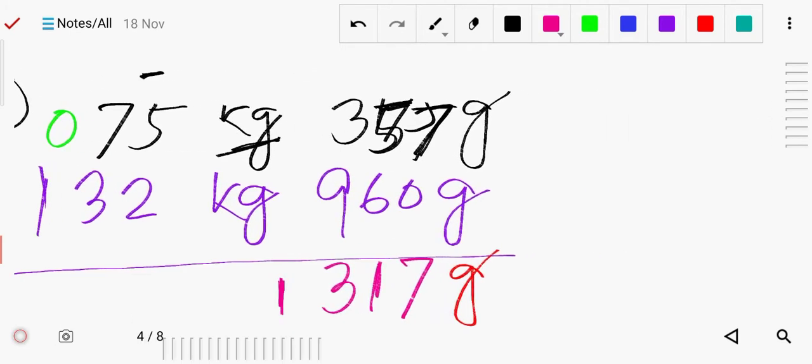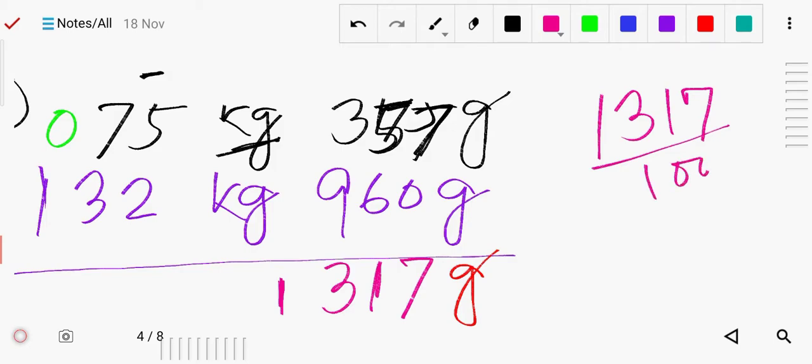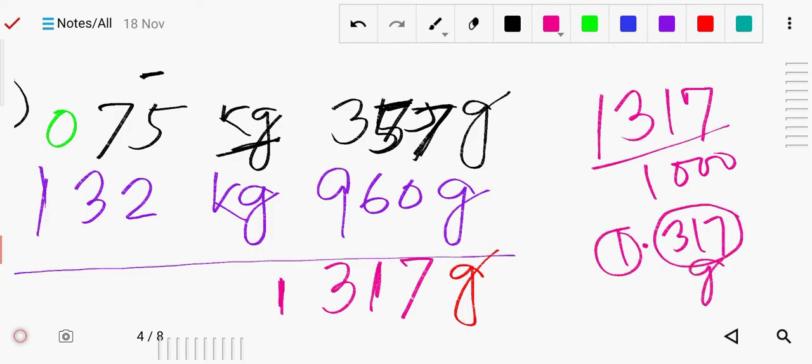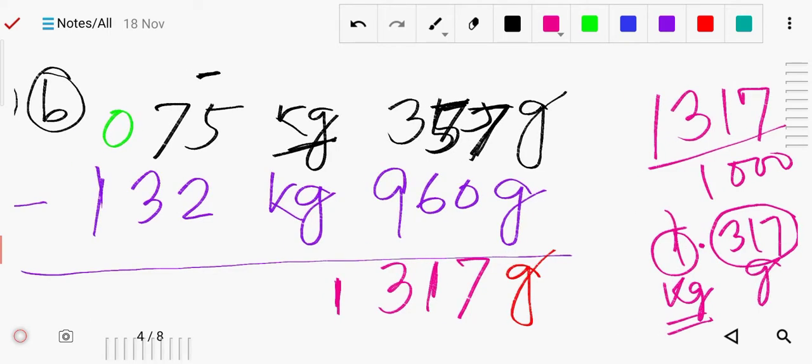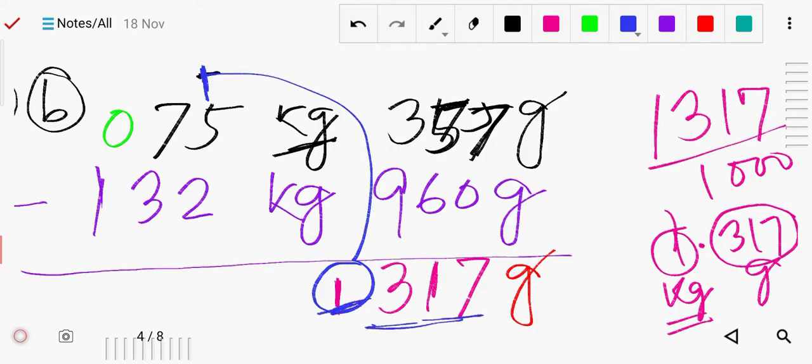So 1370, and you have to convert it into kilograms, so divide by 1000. So of course the point will be 1.370. This part will be the gram and this part will be the kilogram, okay? This part will go to the next place as a carry. So you will not write it there, because it comes as a carry. So here is only 370, don't write this one there, okay, because it comes for the carry.